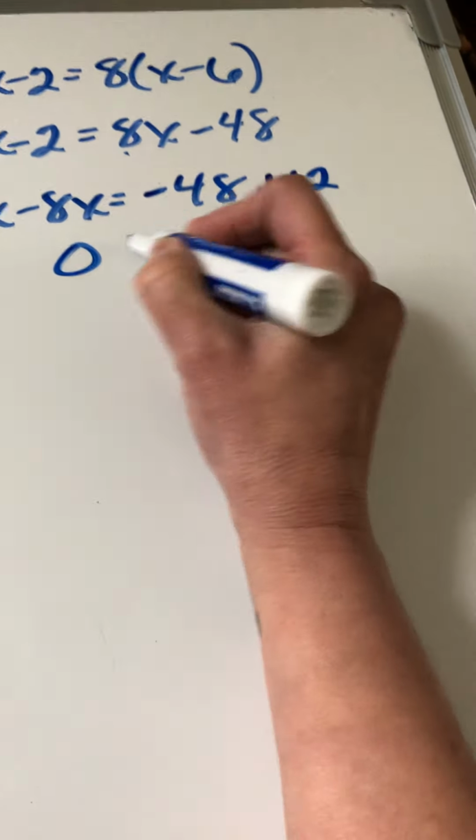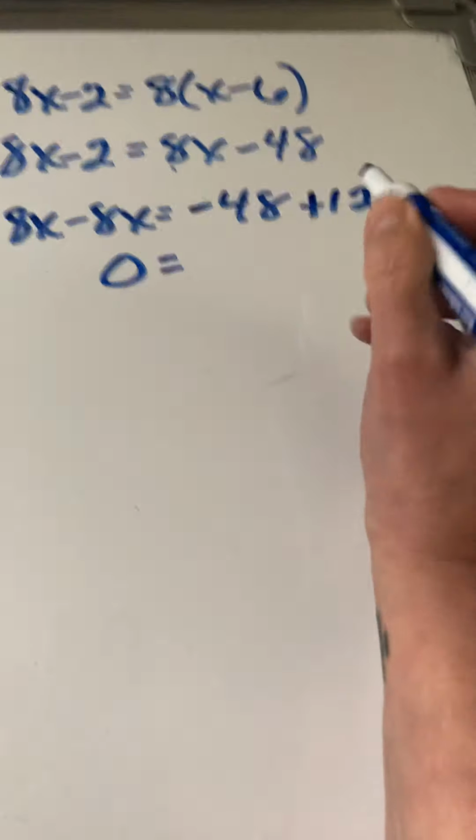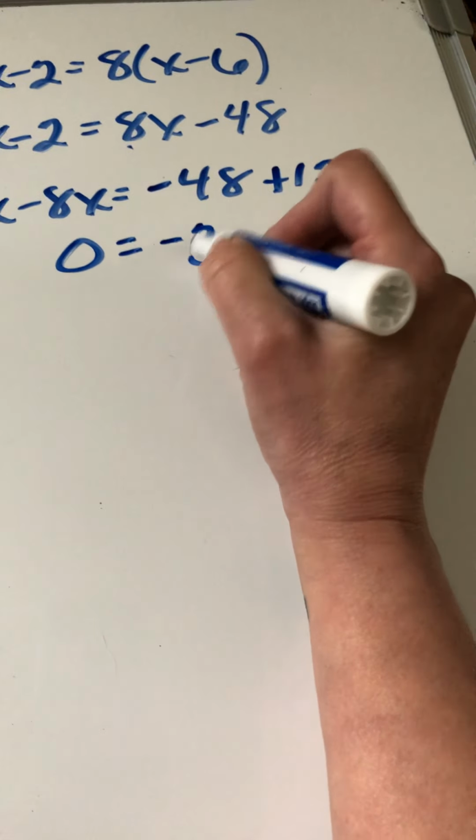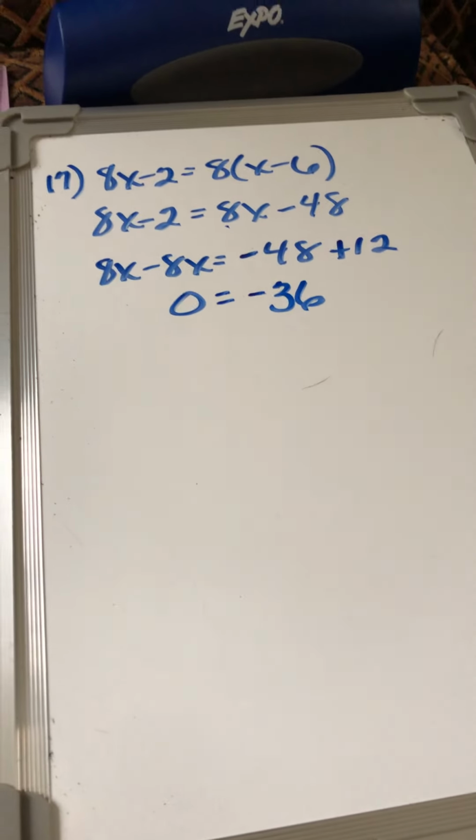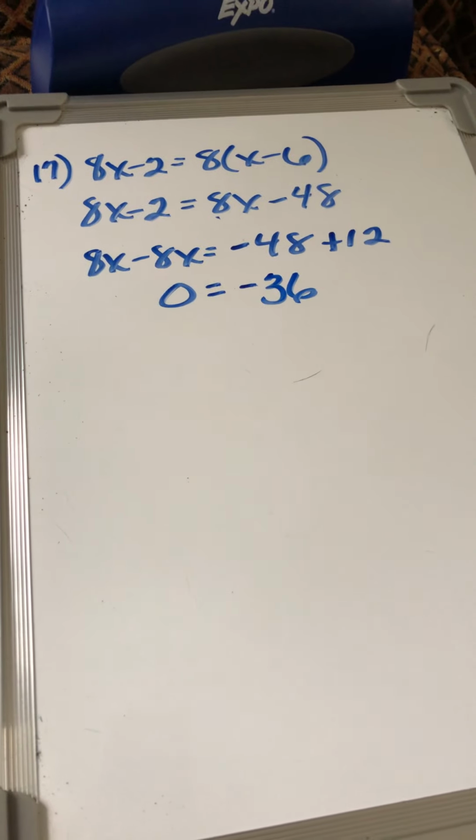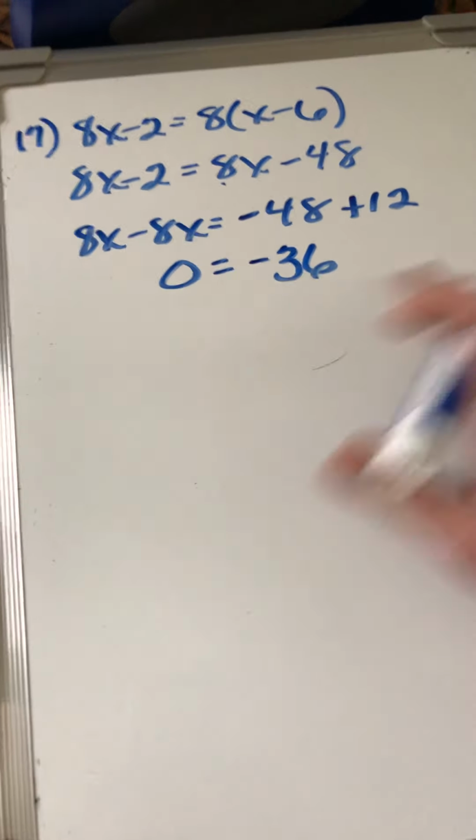8x minus 8x is 0. Okay, this is looking a little freaky, but don't be scared. We did everything correct, and we ended up with a false statement at the end.